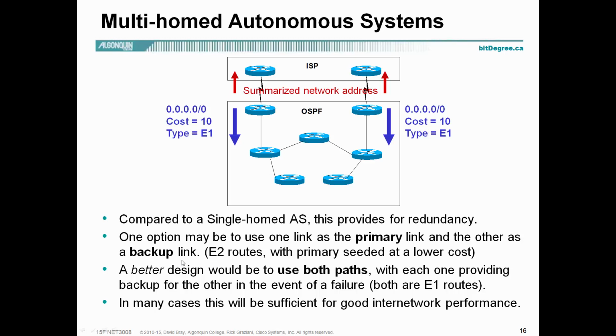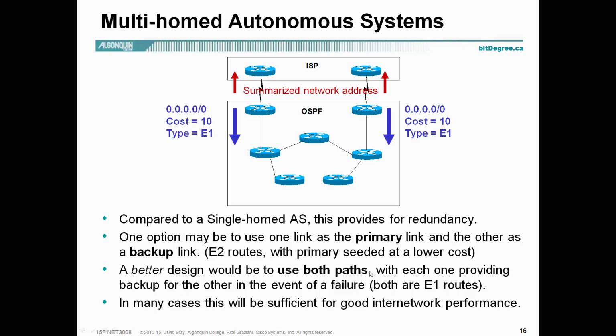And so if you really wanted to do that, then what you would do is bring both of them in as E2 routes, because remember, E2 routes don't aggregate the interior cost inside OSPF. So as they're being brought in, they're both E2. But the one you really want to use as the primary link, you want to seed at a lower cost, right? Because then that'll be more preferred. However, that would really leave one mostly unused, and so to reduce the risk of congestion, let's say, a better design would be to use both paths simultaneously, as long as you're paying for both, right?